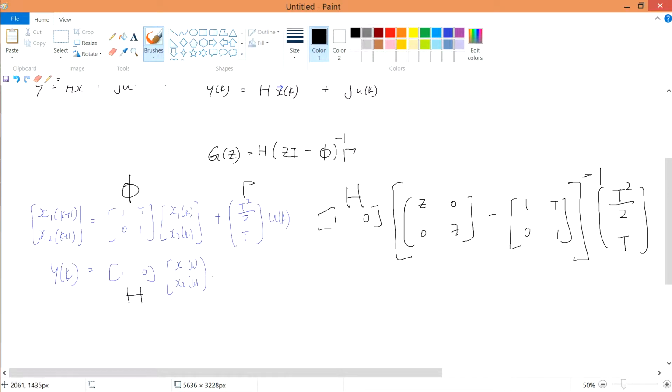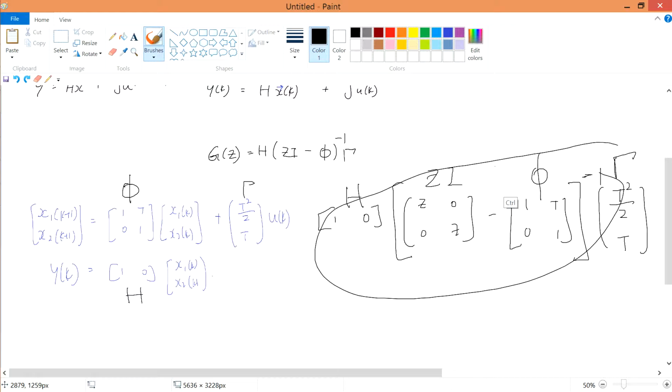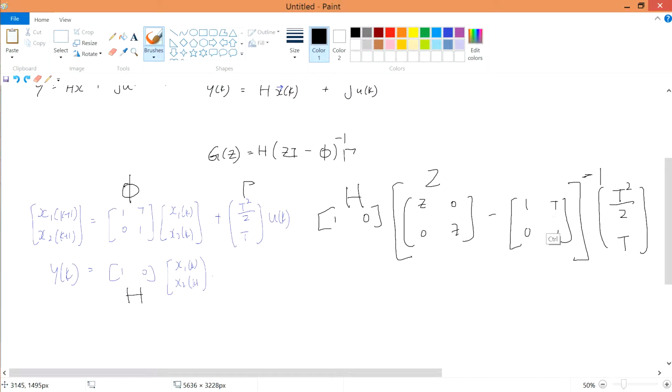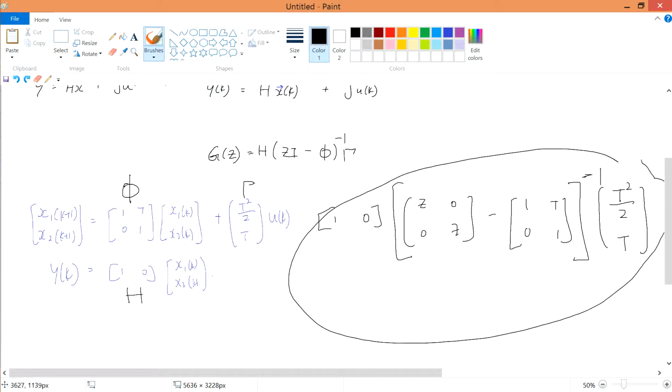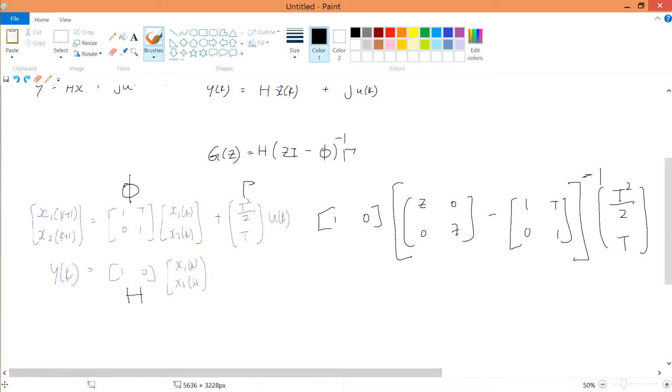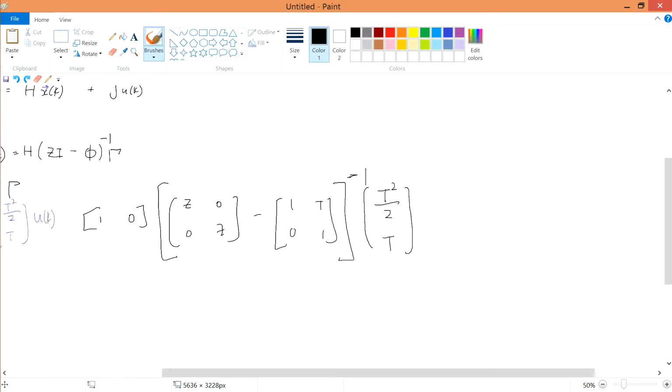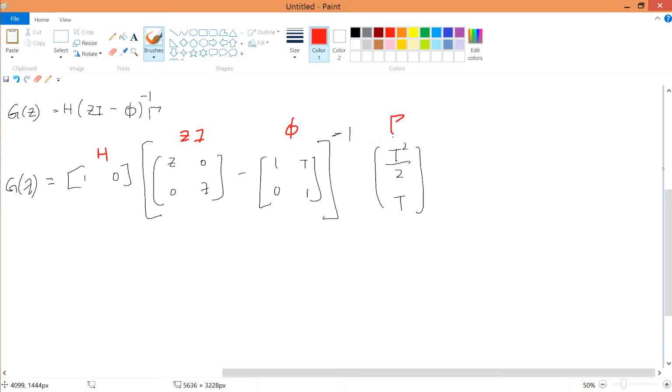If I were to write it down, H, this is your Zi, this is your Phi, this is your capital Gamma. It's the same thing. I'm just trying to rewrite things, you see. It's pretty neat now. Next, we're going to evaluate these so-called matrices in order to find your transfer function. Give me a little space. You have all this that I've written. Our purpose is to find G(z).